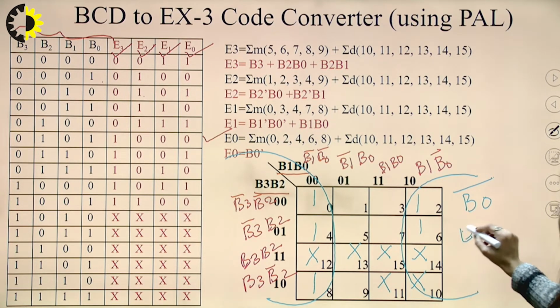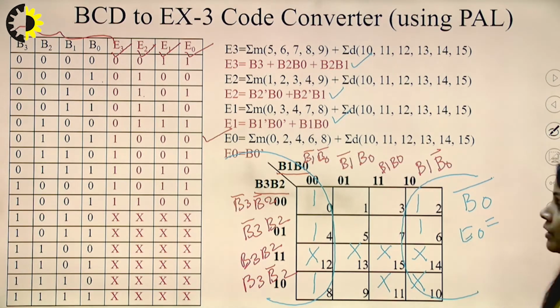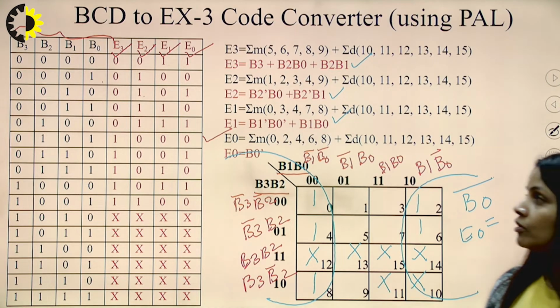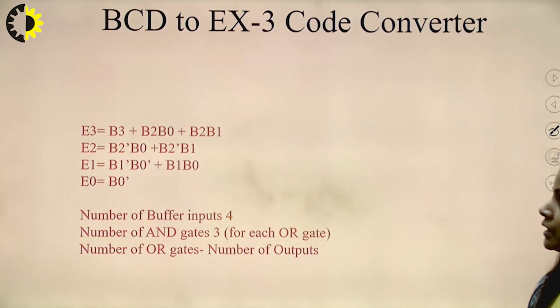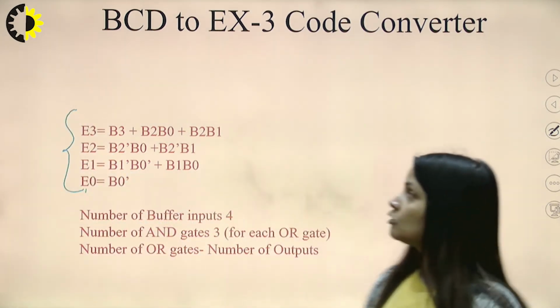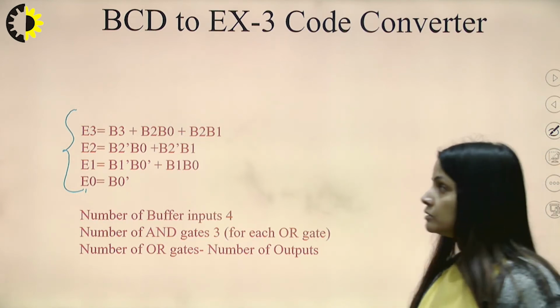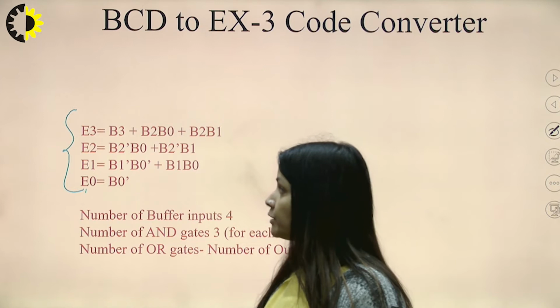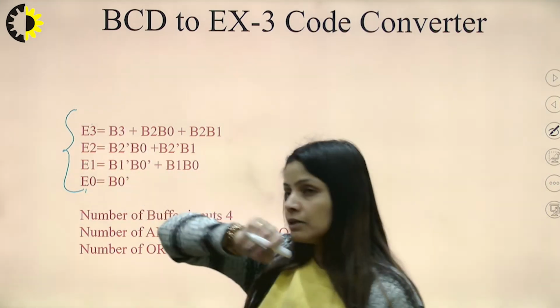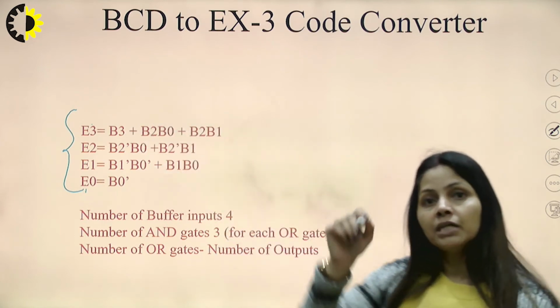So E0 is coming out to be B0 bar. So this is my expression. Similarly, we will solve for E1, E2 and E3 by using the K-map. After solving all the expressions using the K-map technique, we can get the expressions like this. So we have obtained the expressions, 4 outputs and 4 inputs, right? E0, E1, E2, E3 are the 4 outputs, and B0, B1, B2, B3 are the 4 inputs.